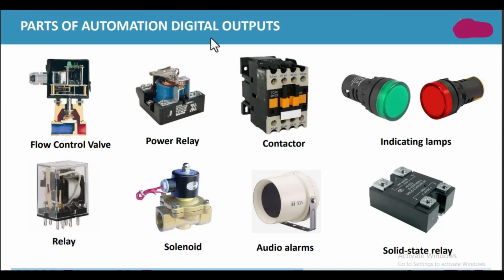Parts of automation, digital output. Digital outputs consist of flow control valve, power relay, contactor, indicator lamps, relay, solenoid valve, audio alarm, solid state relay. All these coil based objects are connected at the output.